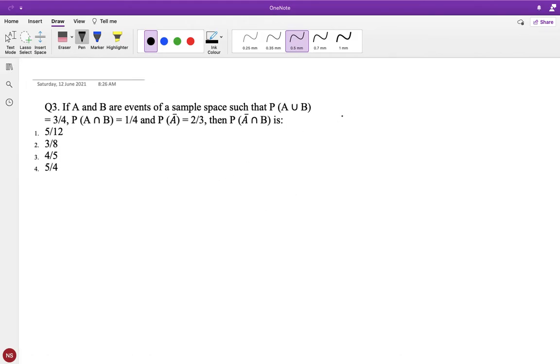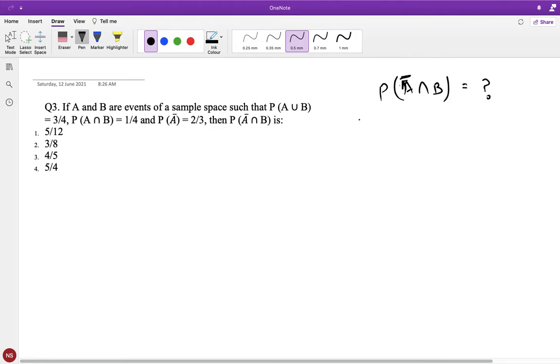If A and B are events of a sample space such that P of A union B is 3 by 4, P of A intersection B is 1 by 4, P of A bar is 2 by 3, then find P of A bar intersection B. So this problem may be very difficult if you are not able to conceptualize it or think about it in terms of a diagram. If you just go by the formulas, like P of A bar is equal to 1 minus P of A, and then P of A intersection B, you can do it like this, right?